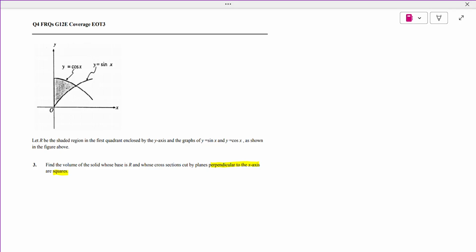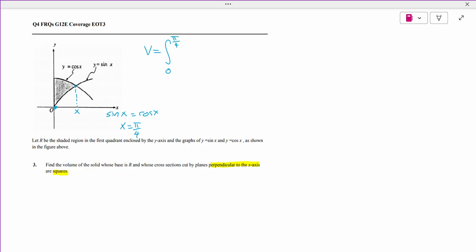Okay, the cross sections are perpendicular to the x-axis, but we need to find the intersection points, to know at which x value we are going to stop. We will go from 0. Look, the volume goes from 0 to which number we need to find out. How do we find out? By setting the two functions equal to each other. Which angle in the first quadrant has sine and cosine equal? It's pi over 4, 45 degrees. So x equals pi over 4. So we will go from 0 to pi over 4.